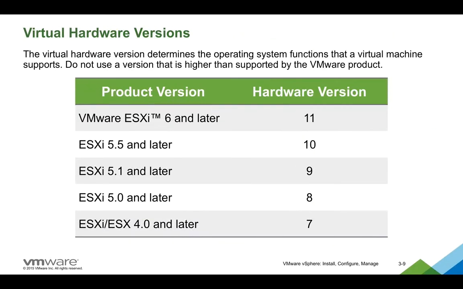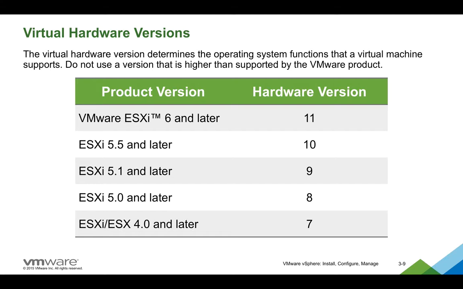Let's move forward and take a look at virtual hardware versions. Now, the virtual hardware version determines the operating system functions that the virtual machine can support. You do not use a version that is higher than that supported by your VMware product. So notice that we're up to hardware version 11. That's for the ESXi 6 and later. ESXi 5.5 and later, you have 10, all the way down to ESXi 4, that's hardware version 7.